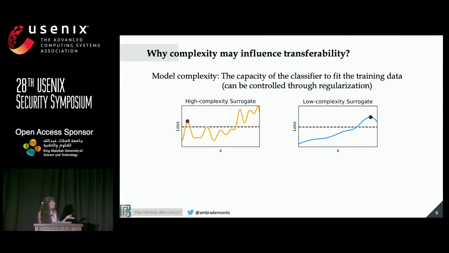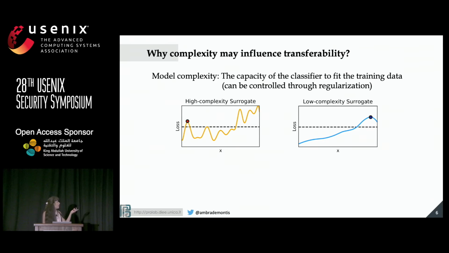As the loss function of the attacker depends strongly on the classifier, we suppose that the complexity of the classifier has a strong influence on the complexity of this loss function. Here we are considering a high complexity surrogate on the left and a low complexity surrogate on the right, and we crafted the adversarial point, so this evasion point, against both.